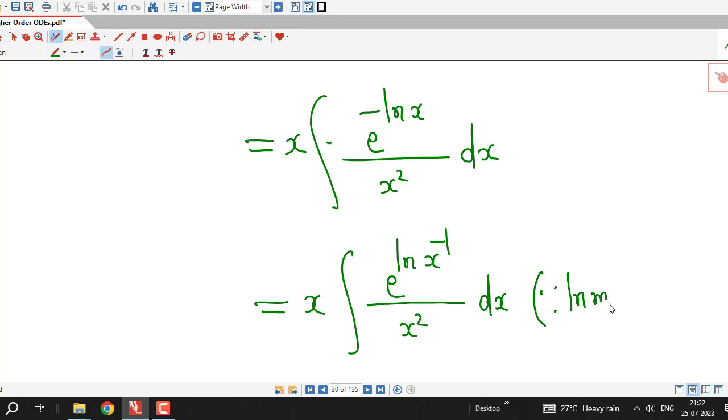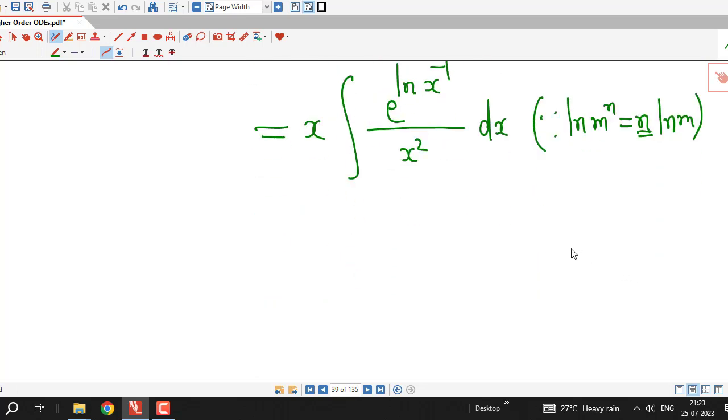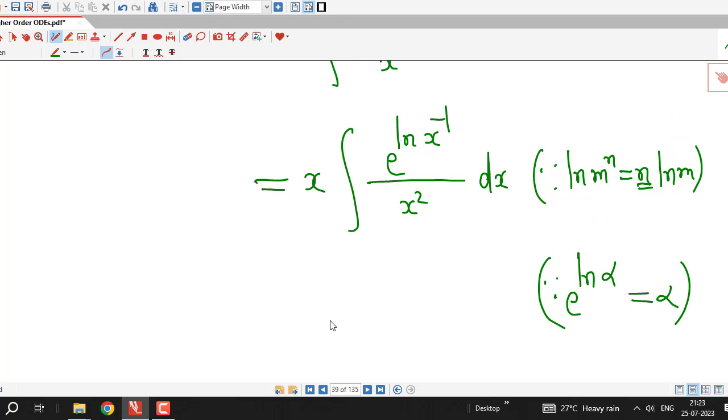Here we have used the property of logarithm. If I have n times log m, then I can rewrite it as log of m raised to n. Here I have minus 1 in the product, so that I have taken in the power of x. And we know that if we have e raised to ln alpha, then we obtain alpha, because these two functions are inverses of each other. So this is equal to x, and this is x to the power minus 1, x square, integral with respect to x.